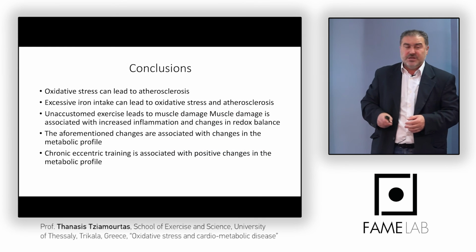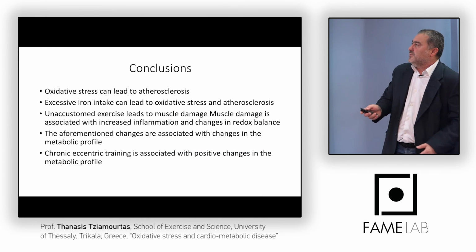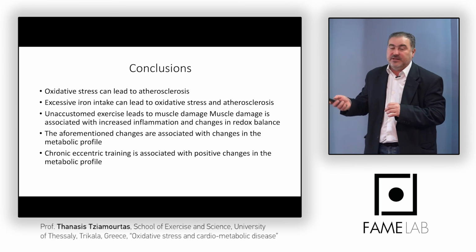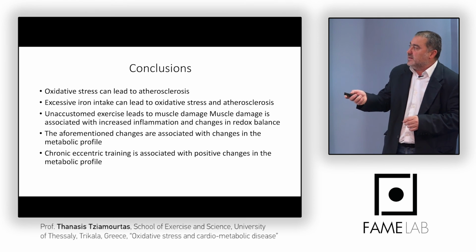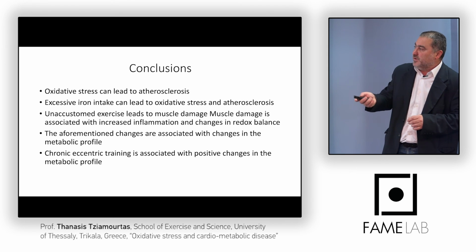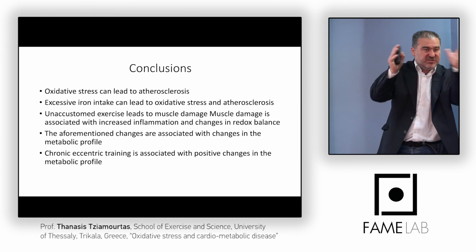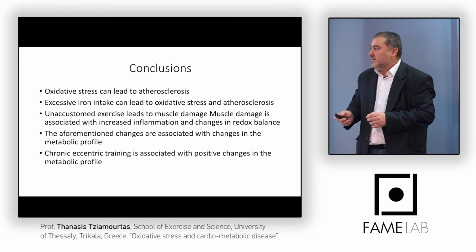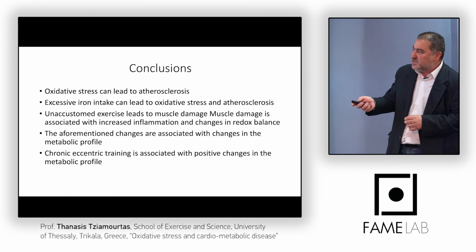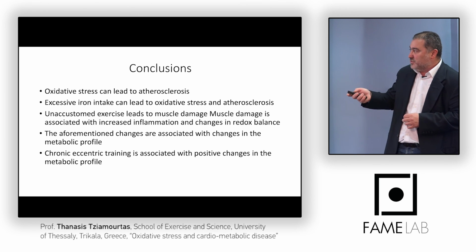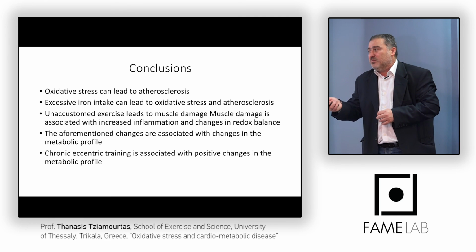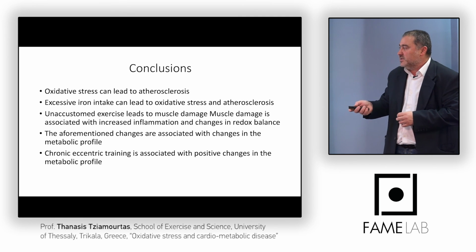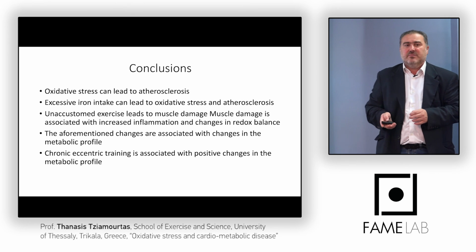So if we are going to conclude this talk, we can say that oxidative stress can lead to atherosclerosis due to the formation of foam cells. Excessive iron intake can lead to oxidative stress and atherosclerosis because iron can change the formation of LDL. It can oxidize LDL. Unaccustomed exercise leads to muscle damage, and muscle damage is associated with increased inflammation and changes in redox balance. The aforementioned changes are associated with changes in the metabolic profile, and chronic eccentric training is associated with positive changes in the metabolic profile.